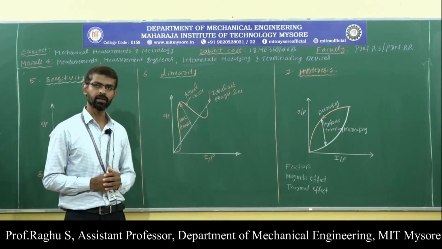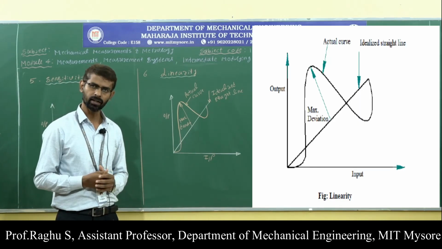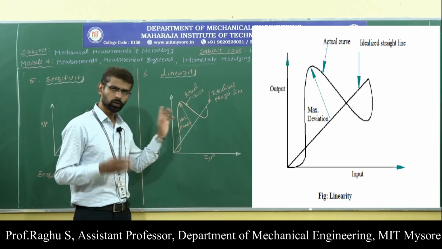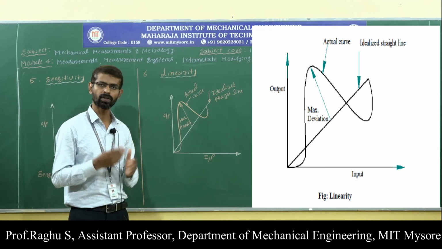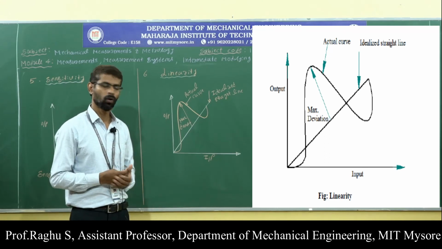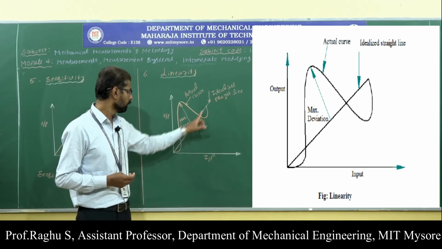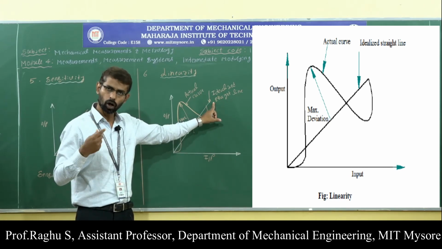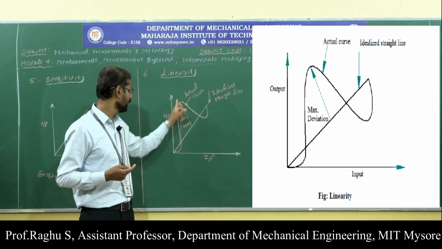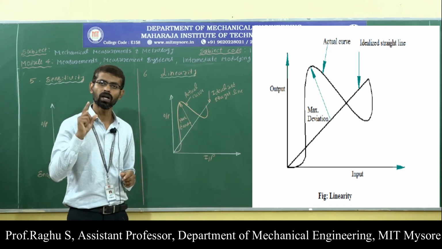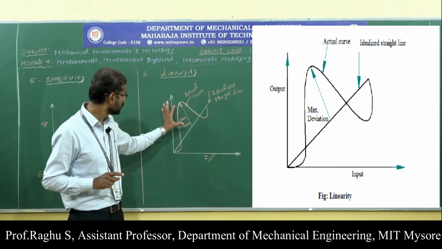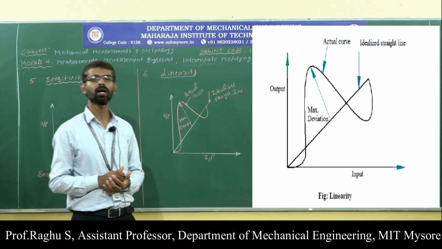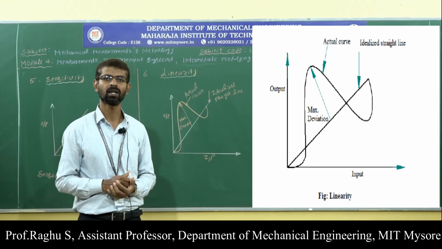Next one, linearity. A measuring instrument is said to be linear if the output is proportional to the input. When the output is proportional to the input, we will get an idealized straight line. When the output is not proportional to the input, then we will get a curve. Therefore, linearity is defined as the maximum deviation between the actual curve and the idealized straight line.